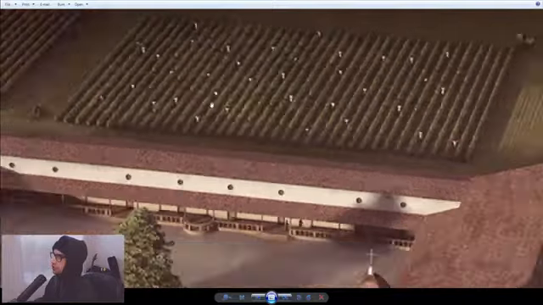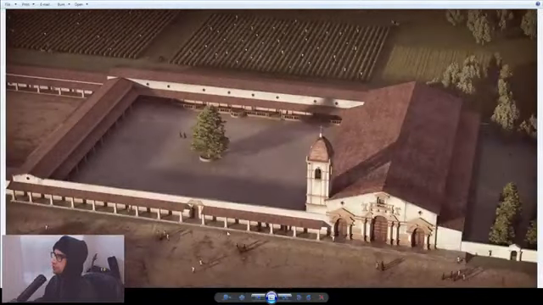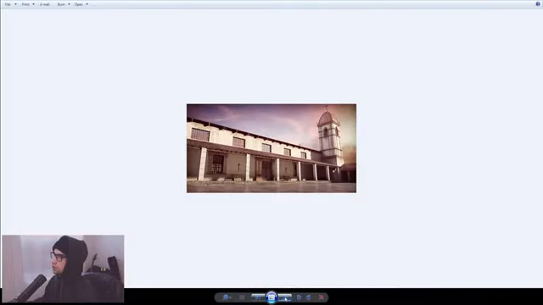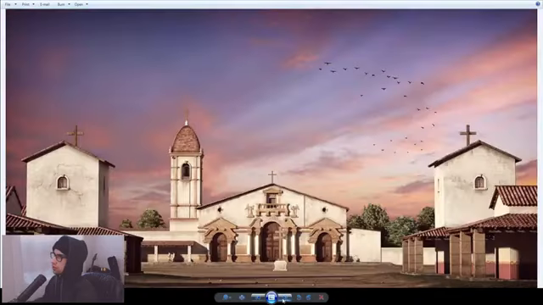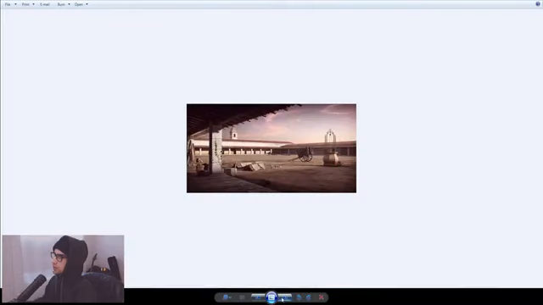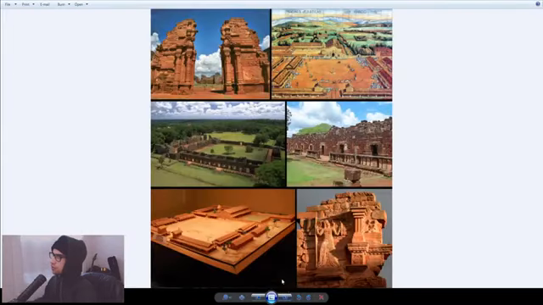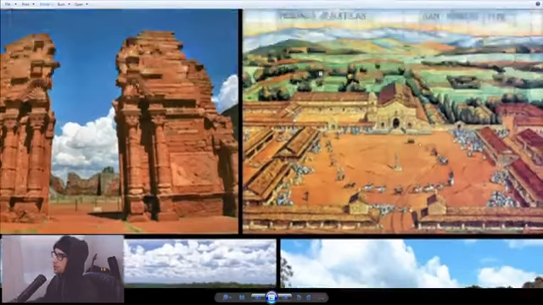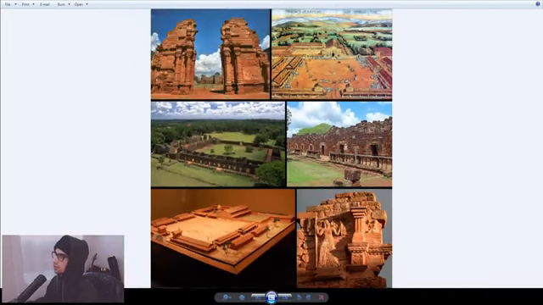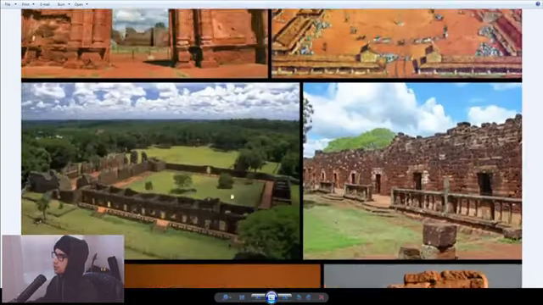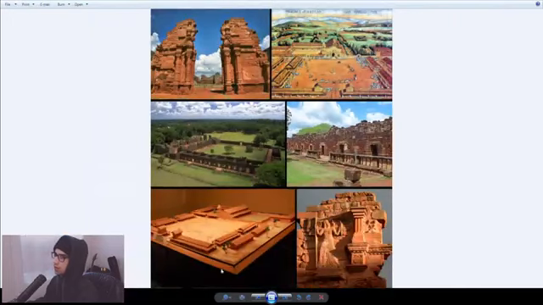You can see them working in the fields. And then, just more pictures, to get you an idea of what it looked like. And this wasn't the only one. There were several, many, dozens of these types of things. This is what it looks like today, this one specifically.